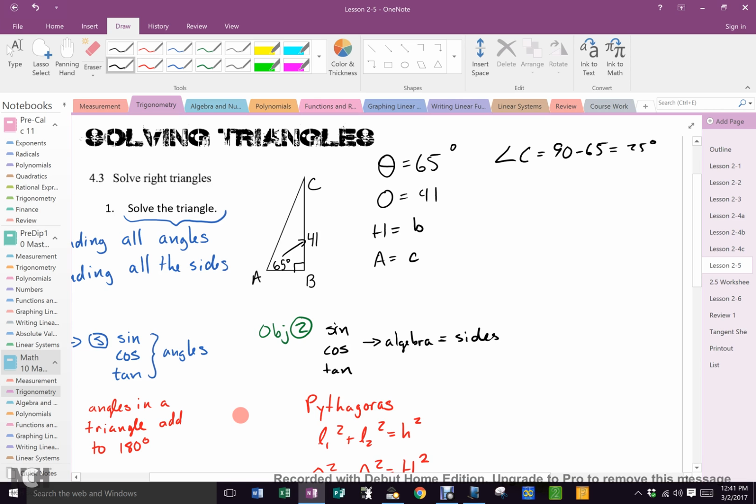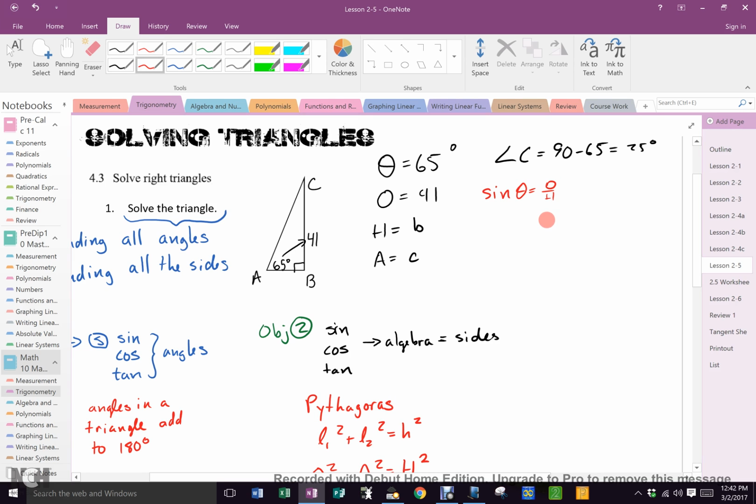Cos. Why? No A, no H. So you can't do it. So all you've got to do is decide which one you are going to use. Sine, and I'm going to write it out because I'm practicing. Sine of theta equals O over H.